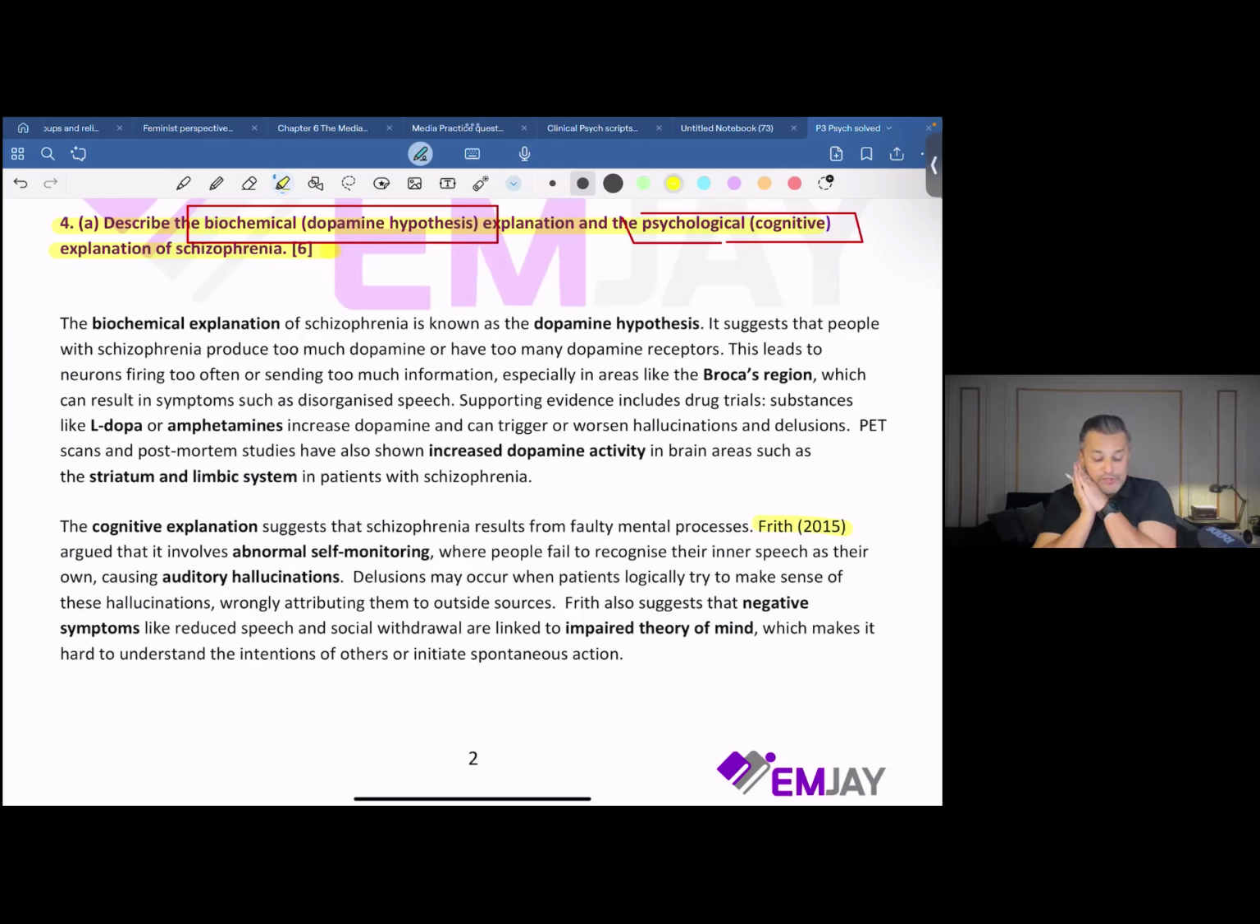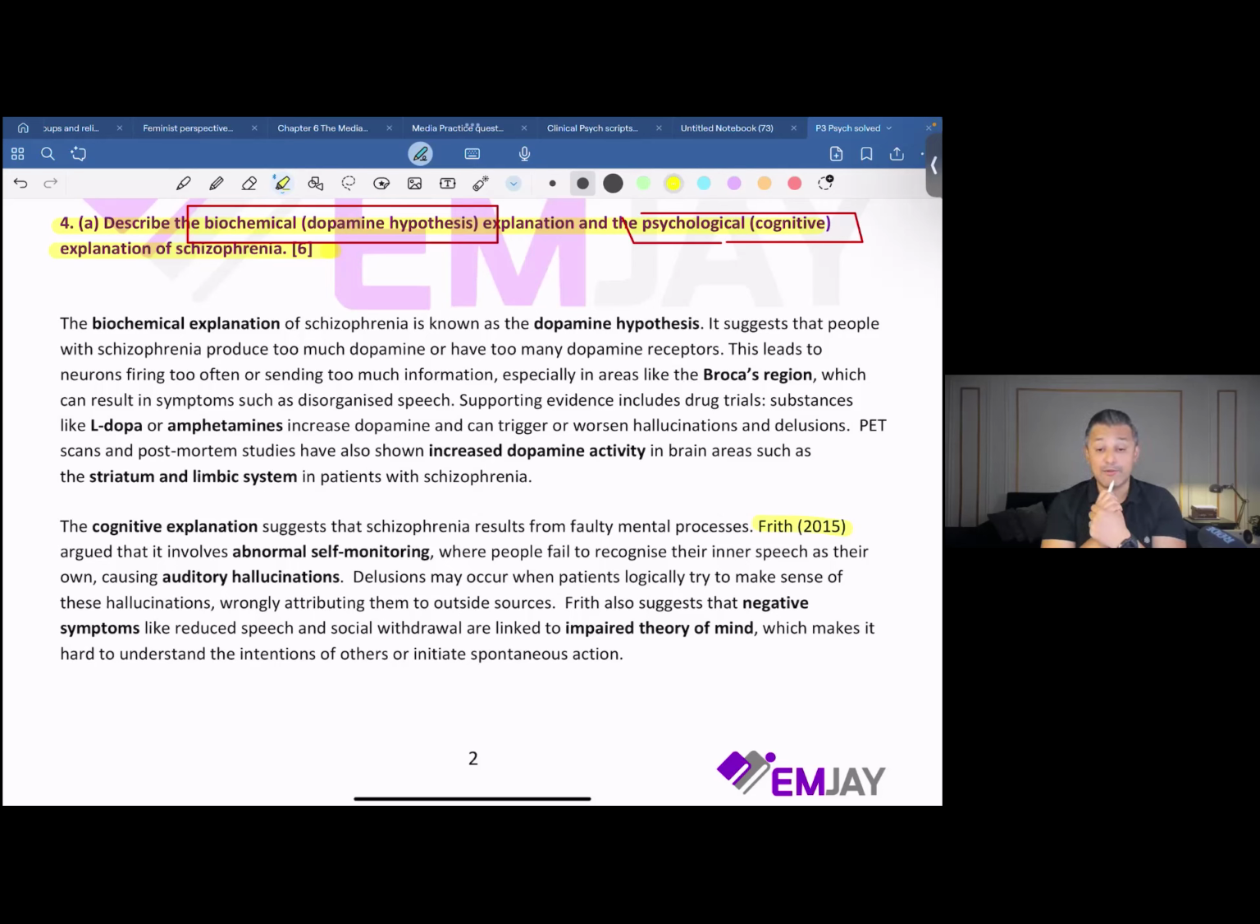So this particular question, number 4, is from the unit schizophrenia. It's from the first unit, schizophrenia, and from the second section, that is explanations of schizophrenia. And the examiner has been a little too specific here. From the biological explanations, the examiner has skipped the genetic part and asked us about the biochemical or dopamine hypothesis.